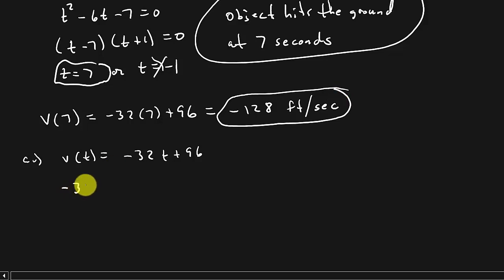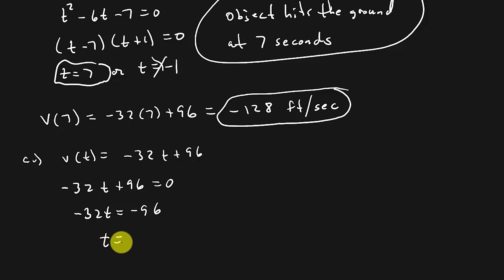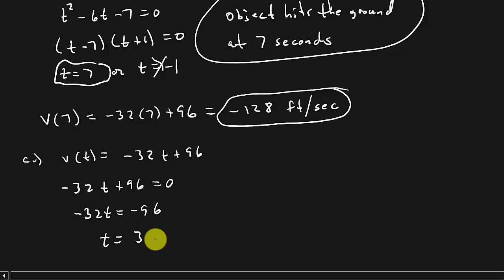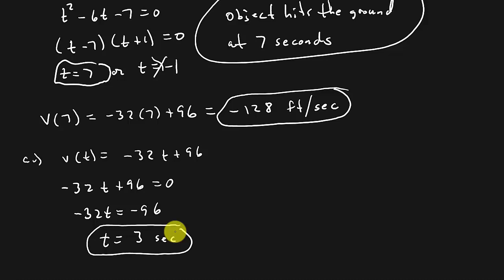So all we do is we take the velocity function and set it equal to 0. And so we get negative 32t equals negative 96. So t is equal to 96 divided by 32, which is 3. So at 3 seconds, that's when it's stationary. That's when the velocity is 0. And so they want to know what significance does this have?